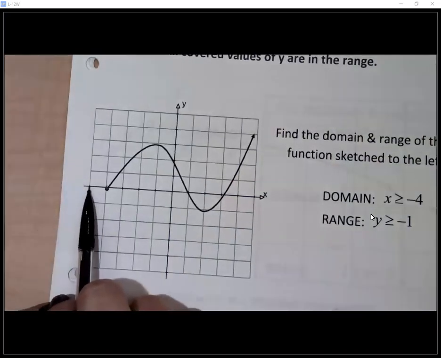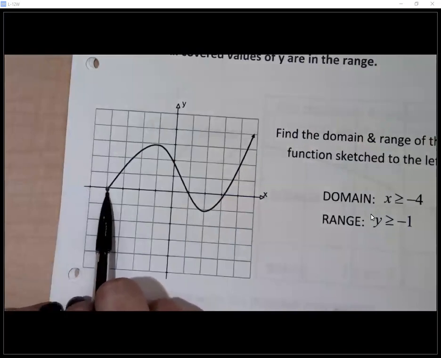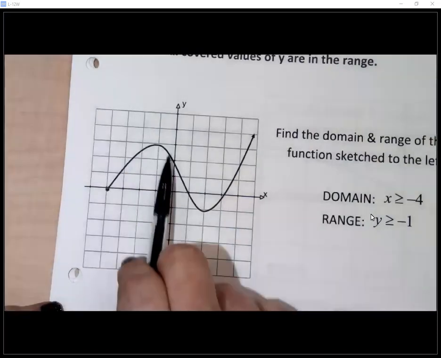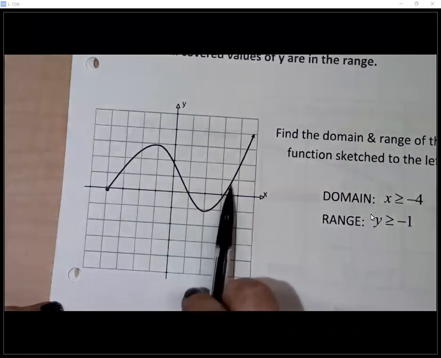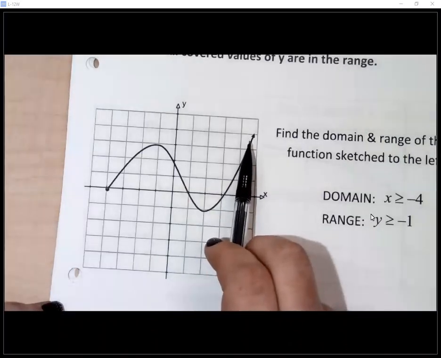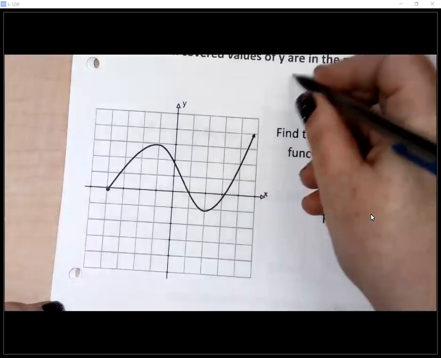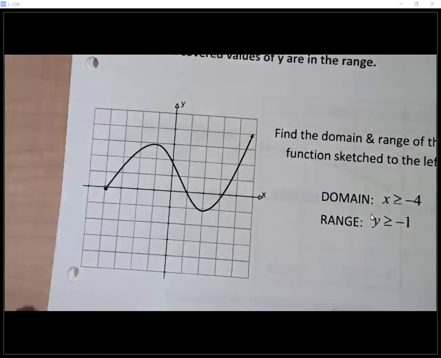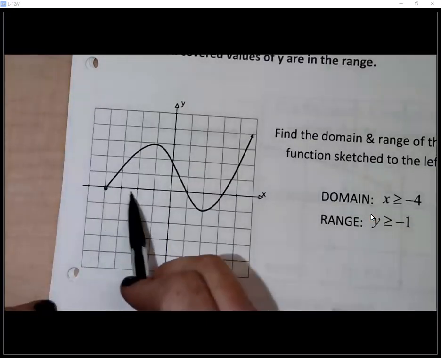All right, so if we're talking about domain, does the graph exist over here where my pencil is? No, there's no graph here. It doesn't start until x is equal to -4. So if I'm looking at my x-axis, the first time my graph even appears is at -4. And then I have values all along the graph that will continue on forever, won't they? If this line just keeps going, every value of x that is greater than -4 will be represented in my graph at some point.